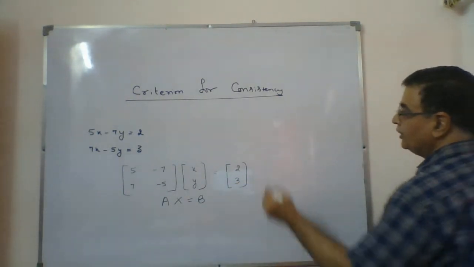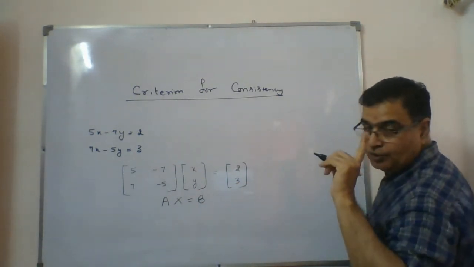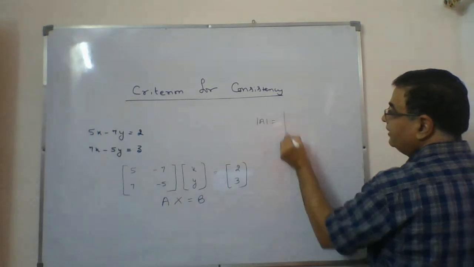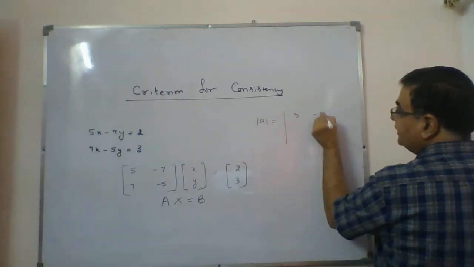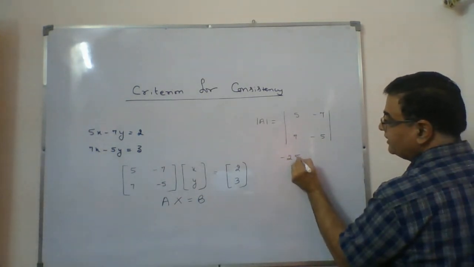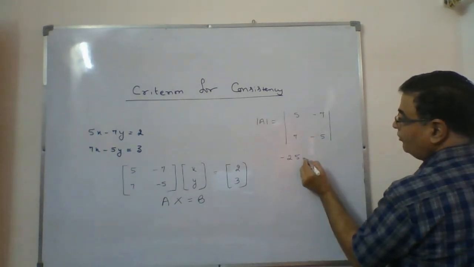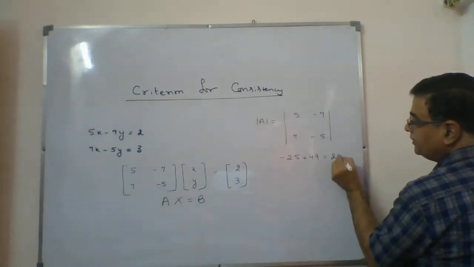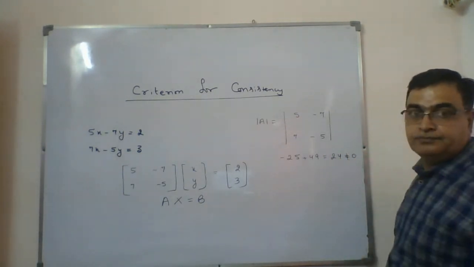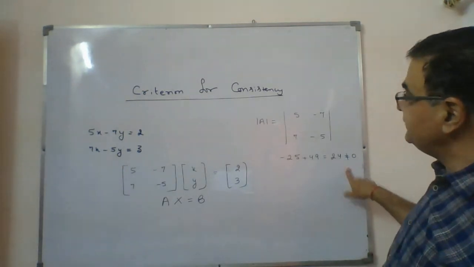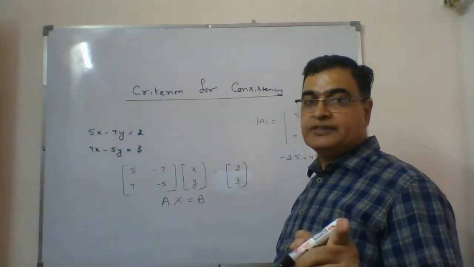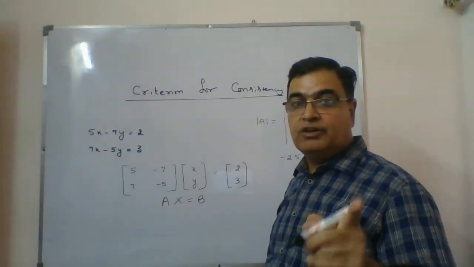So first thing, whenever you want to calculate A inverse, you need determinant A. So I go for determinant A. When I calculate it, it will be the matrix 5, -7, 7 and -5. Now when you solve it, it will be -25 plus 49, which is 24. And when it is coming 24, this is not equal to 0. If it is not equal to 0, I should say this matrix is non-singular, and I told you in the previous lectures that whenever a matrix is non-singular, it is invertible.